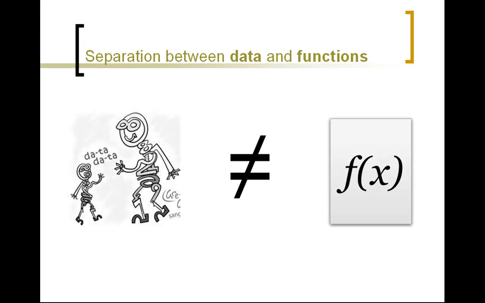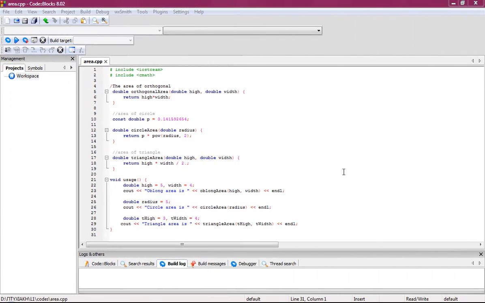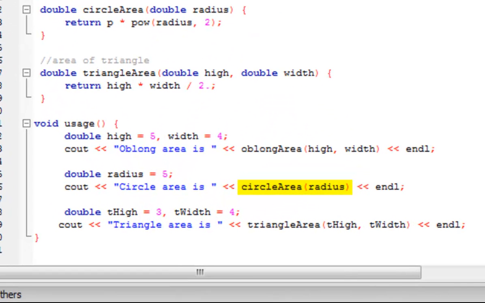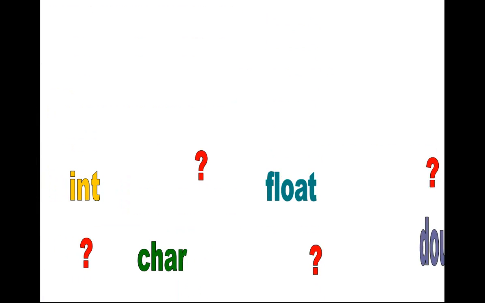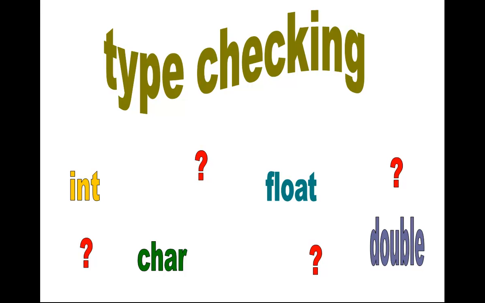A major disadvantage of procedural programming is the separation between data and functions operating on that data. Looking back in our example, we note that function circle area requires the radius of a circle to calculate the area of the circle. The radius of the circle is given to circle area through the formal parameter radius, which is double. Therefore, the compiler knows and checks the type of the actual parameter, which should also be a double. Otherwise, the compiler produces a compile time error. Therefore, important errors may be avoided. This is known as type checking.